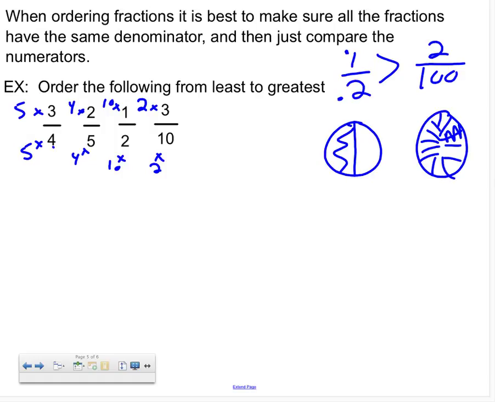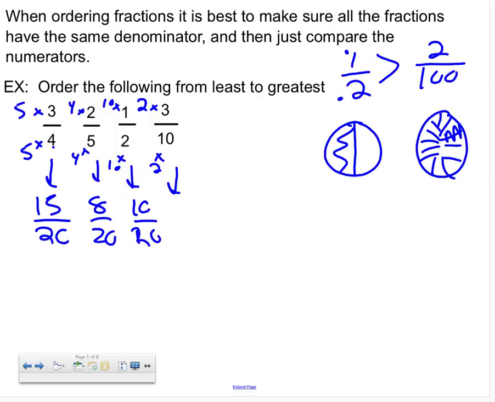So now I'm going to write my new fractions, which are not simplified, but hopefully a little bit easier for me to compare. So 3 times 5 is 15 over 20. 2 times 4 is 8 over 20. 10 over 20. Oops. And 6 over 20. Okay.